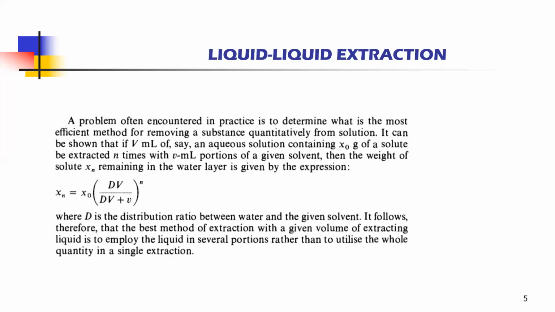So this is the way we can find out with this equation how much solute is left or remains after extraction n times of the component that we want to extract. Where D is the distribution ratio between water and the given solvent, it follows therefore that the best method for extraction with a given volume of extracting liquid is to employ the liquid in several portions rather than to utilize the whole quantity in a single extraction.